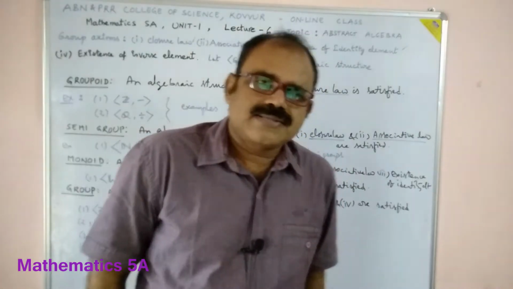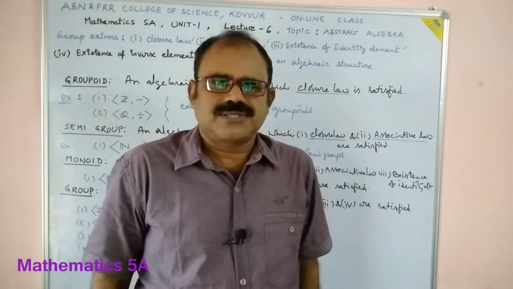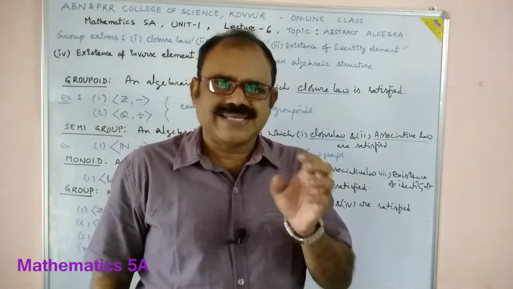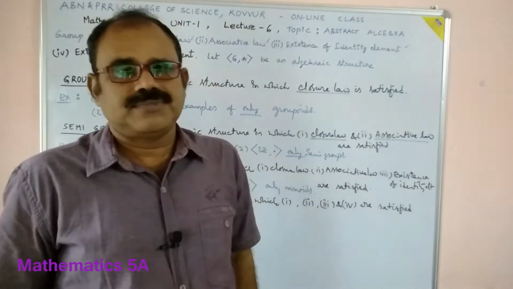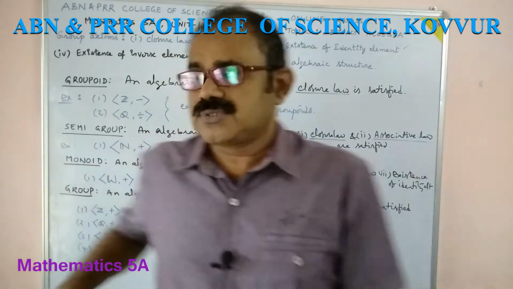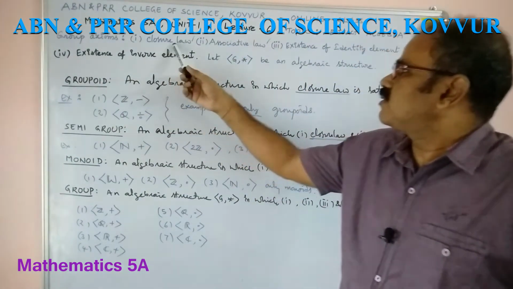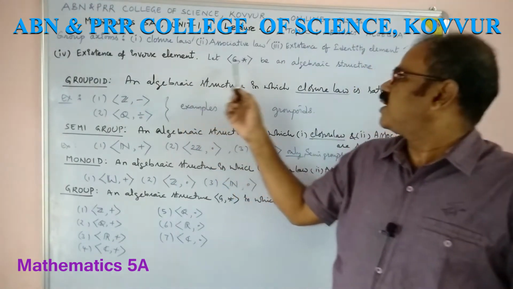In the last class, we have seen the closure law, associative law, existence of identity, and existence of inverse element. We have discussed the existence of inverse element. So, all these four axioms are said to be group axioms. What are the group axioms? Closure law, associative law, existence of identity element, existence of inverse element.